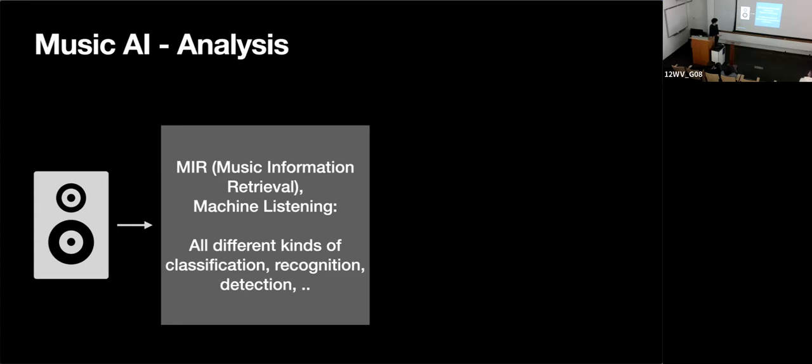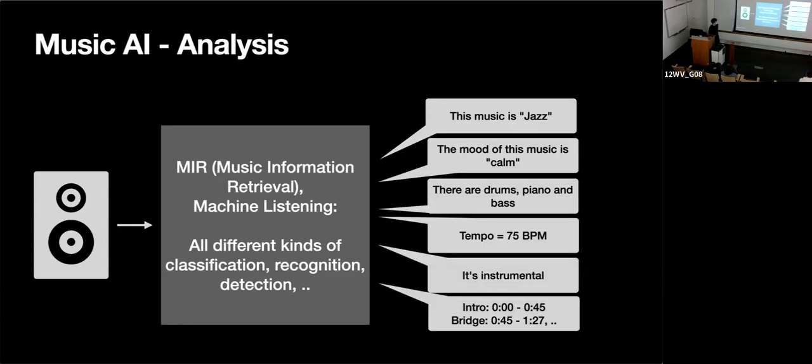There are lots of different things under this theme as well, mostly classification problems, recognition problems, and detection problems. For example, when you have music, analysis based on a music AI model can tell you the genre of the music. It can also tell you the mood of the song, what kind of instruments there are, the tempo of the song, and whether it's instrumental or not. It can even do structural segmentation. It tells you the intro is from the beginning to 45 seconds, and then the verse, the bridge, and the chorus. All of those kinds of tasks.